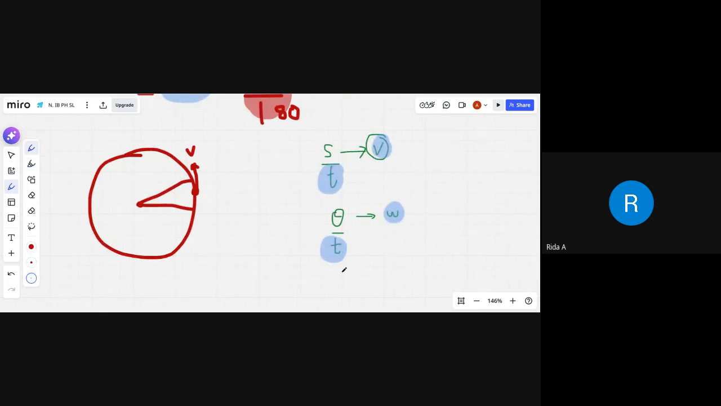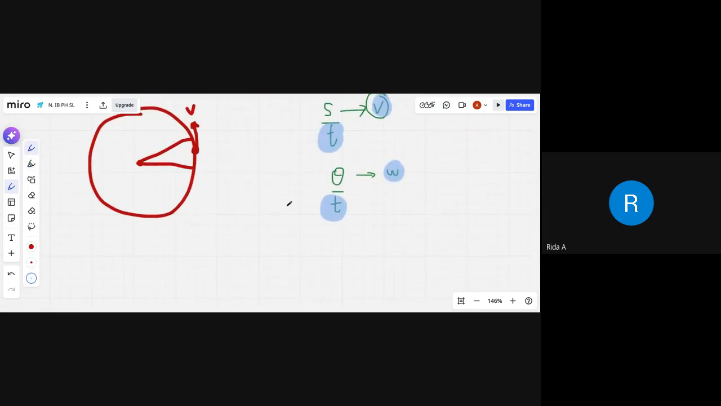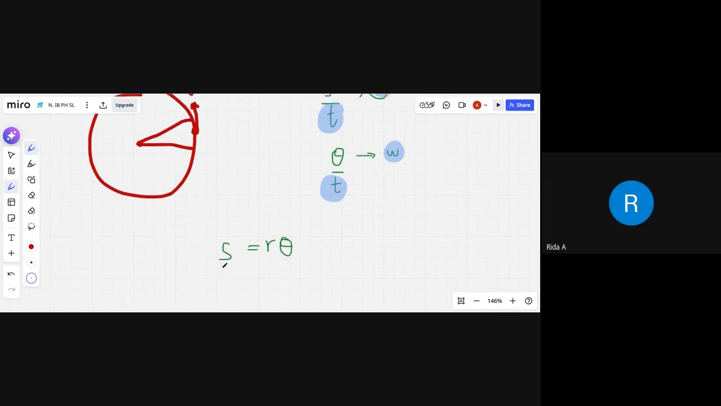So what was the relationship? What was the first relationship? s is equal to r theta. So you divide s by time, and you divide theta by time, and you end up with v is equal to r omega.